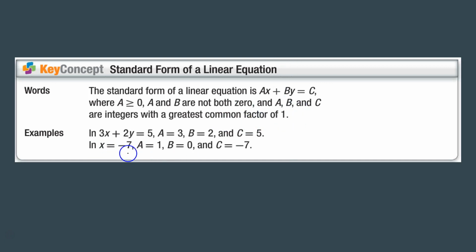So as you can see here, that 3, 2, and 5, they can't be simplified any farther. Nothing can be factored out of these. But if we had like 2x plus 2y, which is equal to, let's say, 4, you can see that these all could be divided by 2. And because of that, you wouldn't have a greatest common factor of 1. So just keep that in mind.